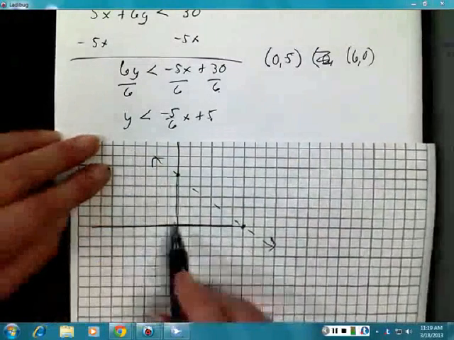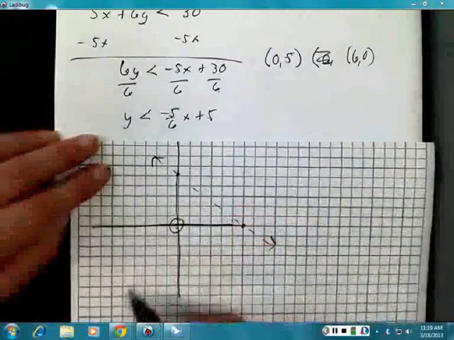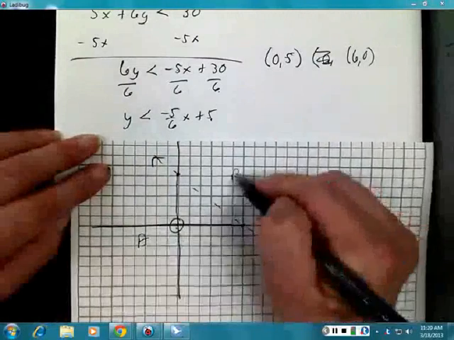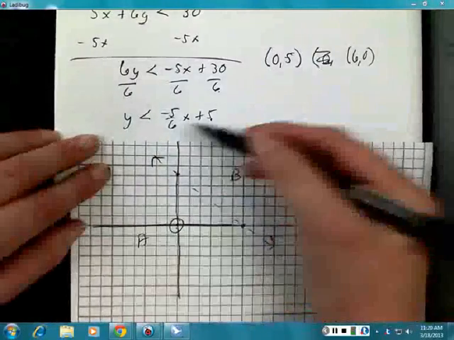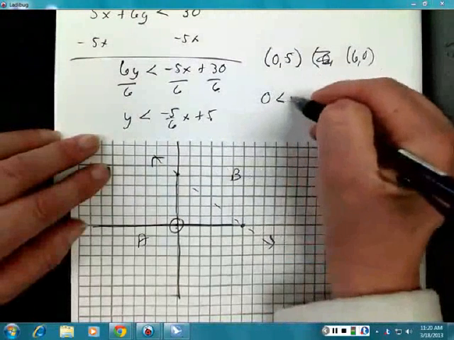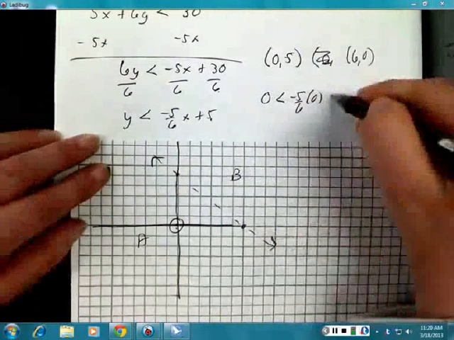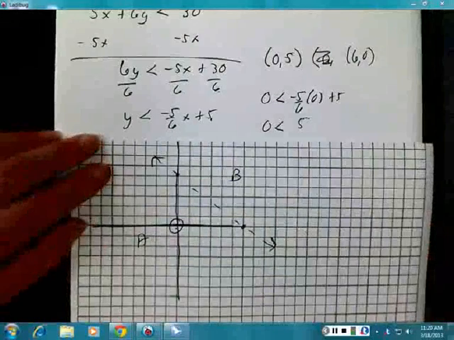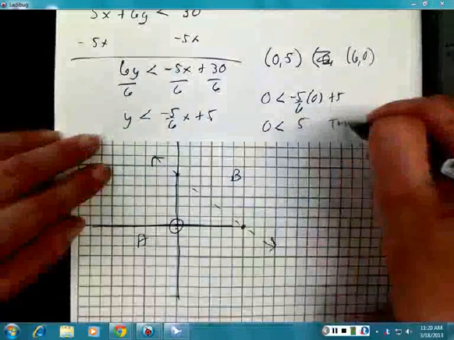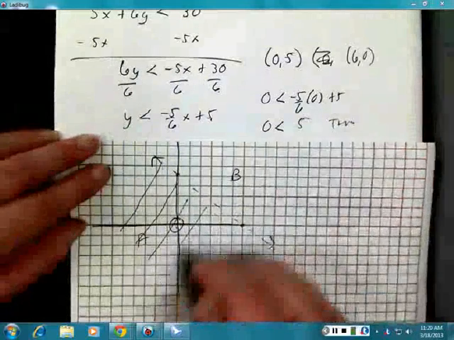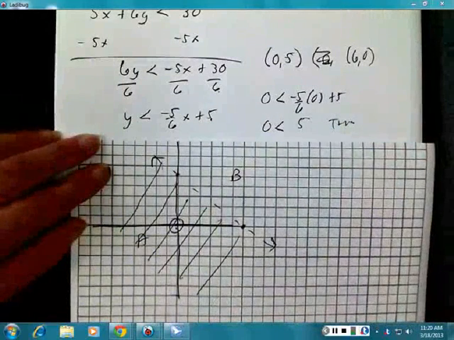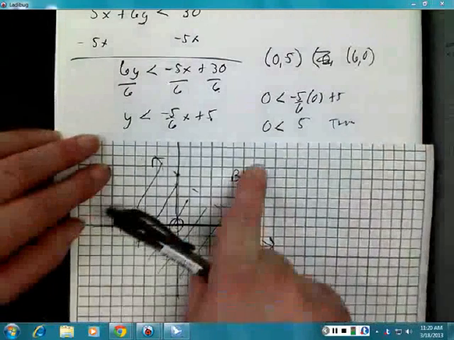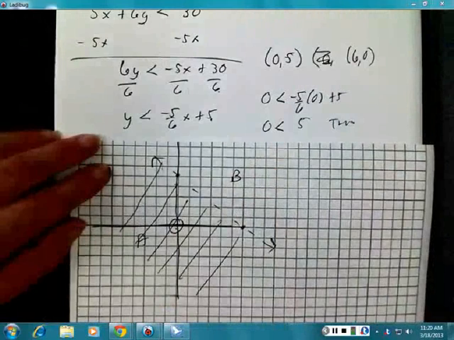If I were just doing above the line and below the line, it would be below the line. Here's my test point of 0, 0. Notice it's to the lower part of the graph. And if this were part A and this is part B, what side do I shade? So plug it in. 0 is less than negative 5/6 times 0 plus 5. So is 0 less than 5? True or false? True. So I shade below my line for my answer. If this came out false, then I would shade where B is at. Okay?